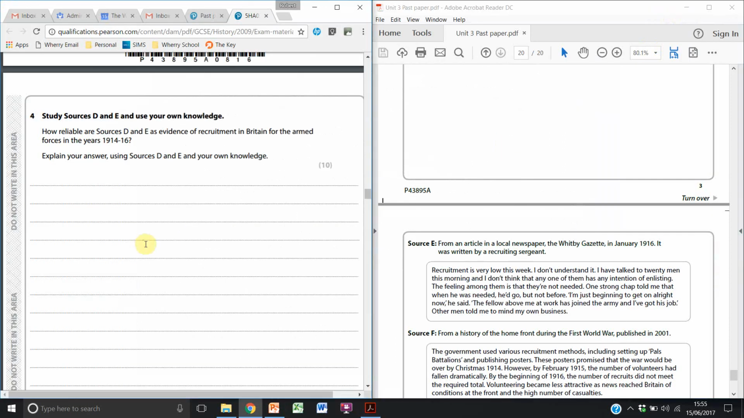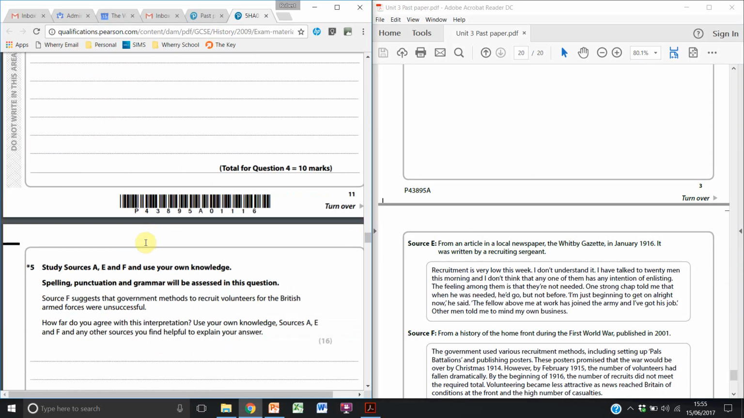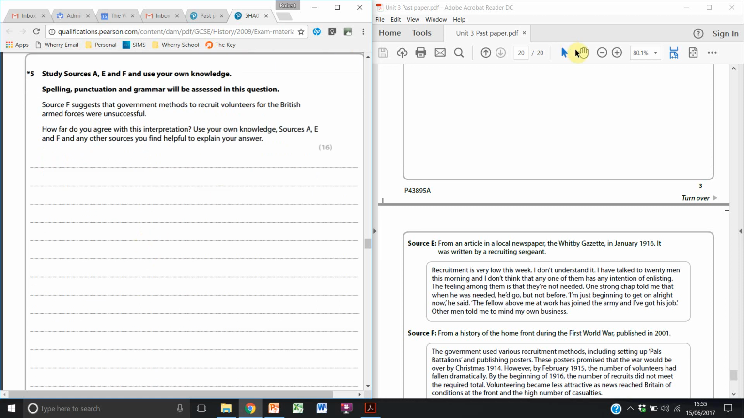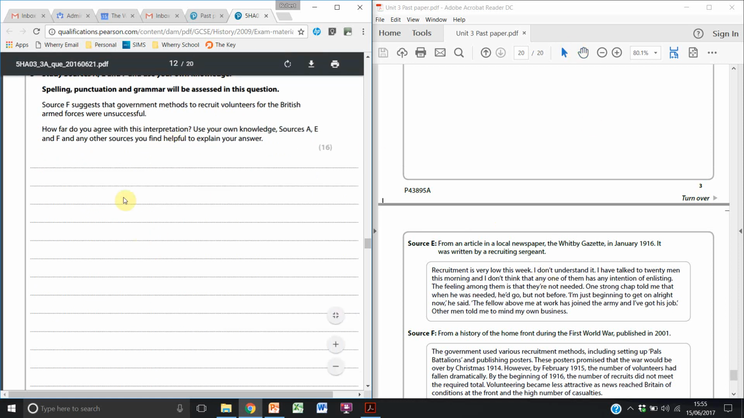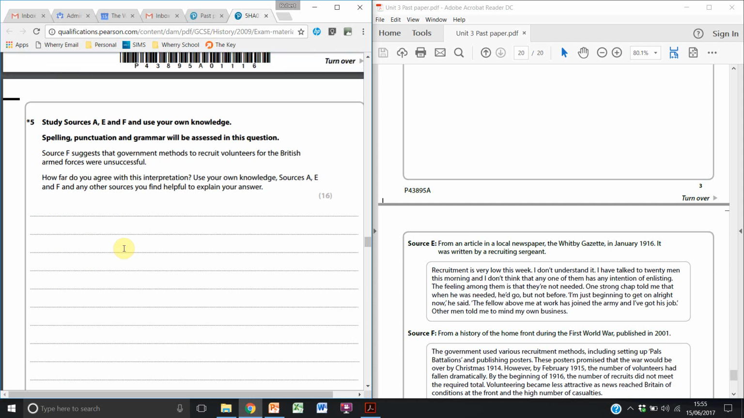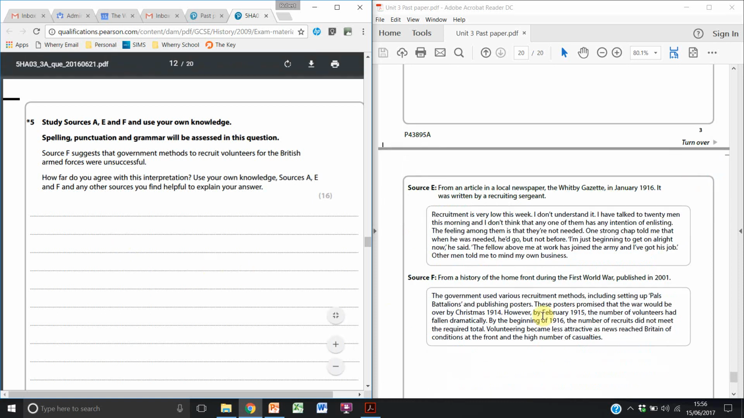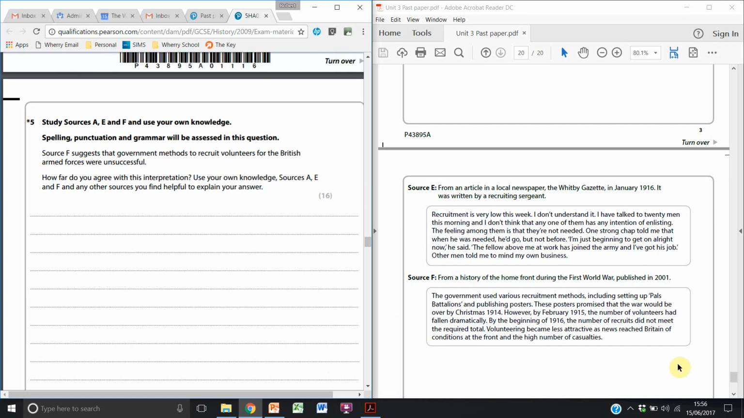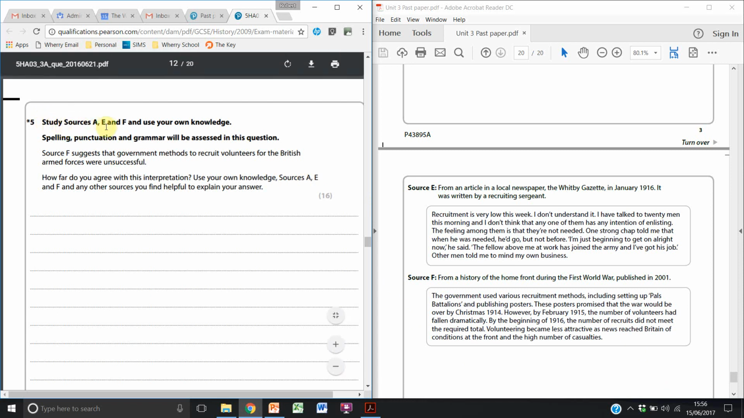Okay, the final question, question 5, is worth the biggest amount of marks. And look very carefully at the instructions at the top of this question. It tells you to use 3 specific sources. In this example, it's telling you to use source A, which you used for question 1, source E, which you used for question 4, and finally, for the first time, this source F. Okay? And it says study sources A, E and F and use your own knowledge.